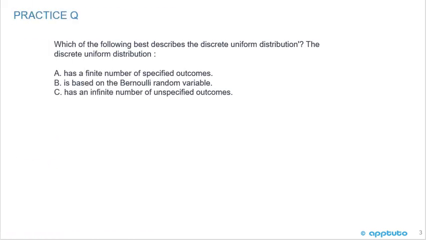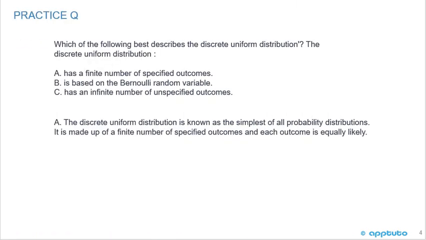Let's do a quick practice question to check our understanding. Which of the following best describes the discrete uniform distribution? The discrete uniform distribution: A, has a finite number of specified outcomes; B, is based on the Bernoulli random variable; or C, has an infinite number of unspecified outcomes. The correct answer is A. The discrete uniform distribution is known as the simplest of all probability distributions. It is made up of a finite number of specified outcomes, and each outcome is equally likely.